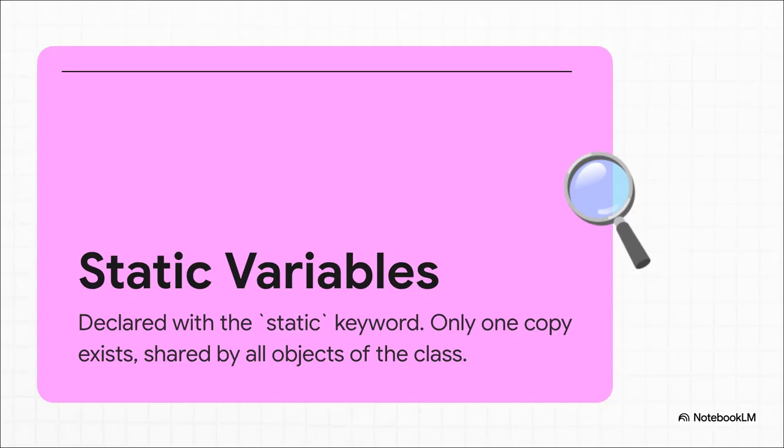And finally, there are static variables. The most important word to remember here is shared. Unlike instance variables, there is only one single copy of a static variable, and it's shared among all objects created from that class. So if you had a counter class with a static count variable, every new object would be looking at and changing that exact same single value. It's like a shared resource for the whole class.